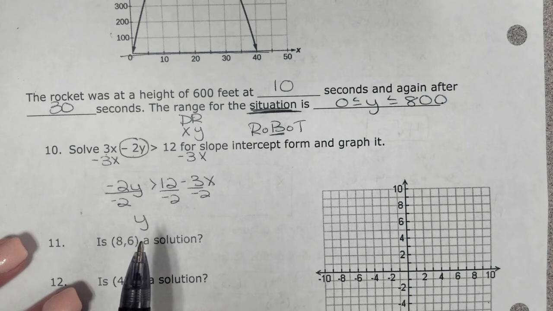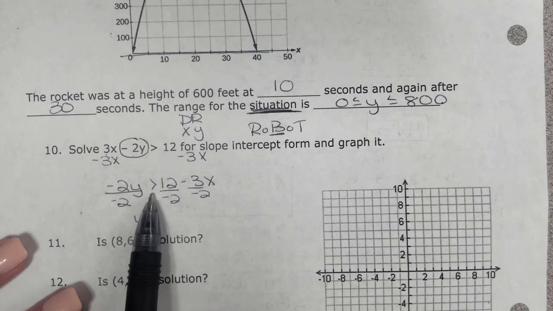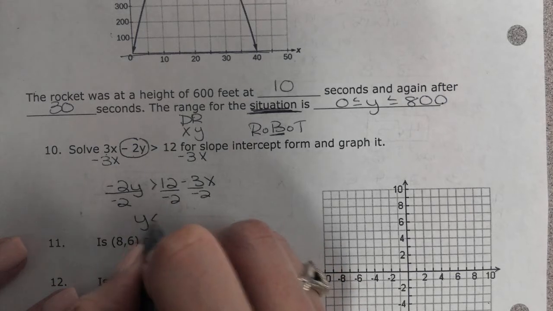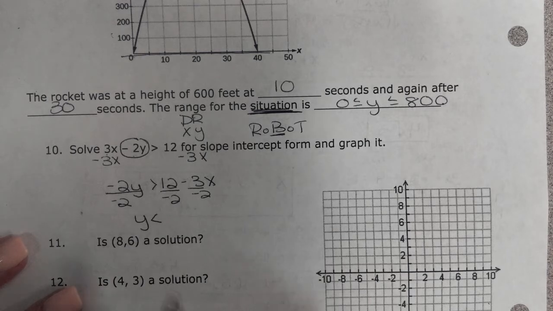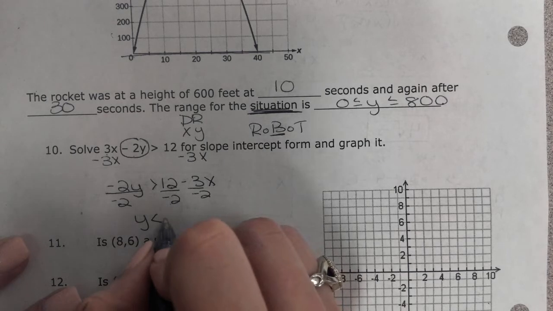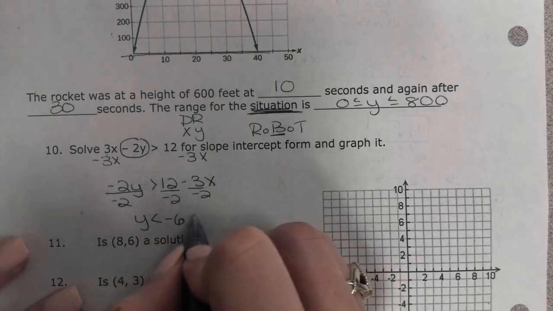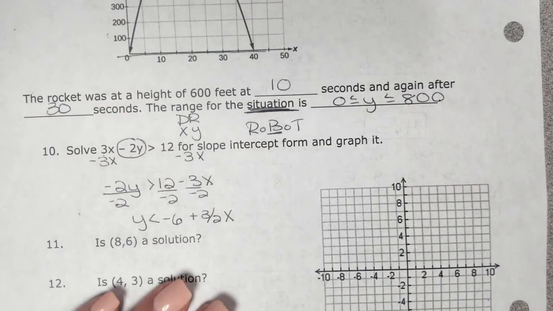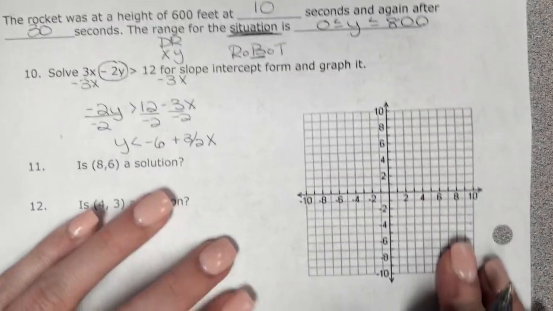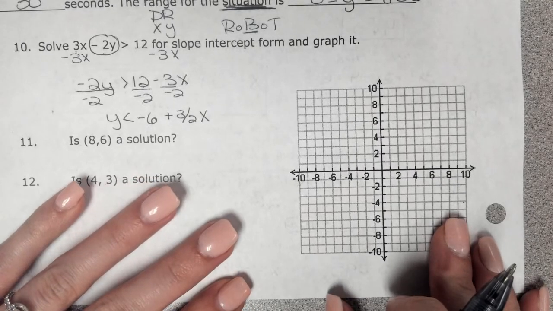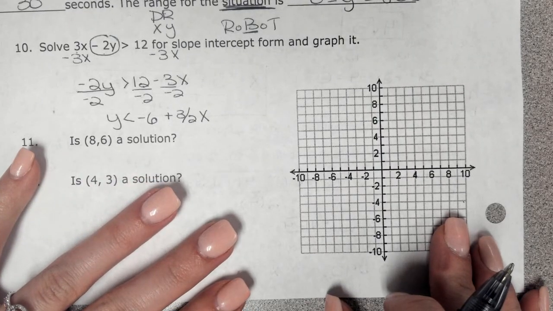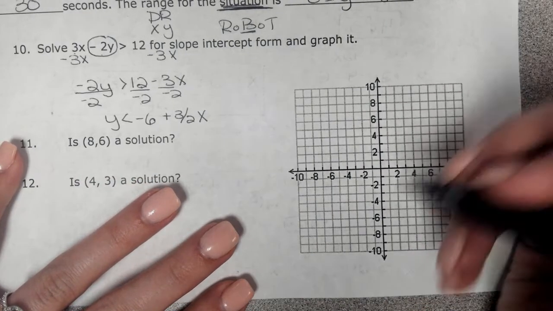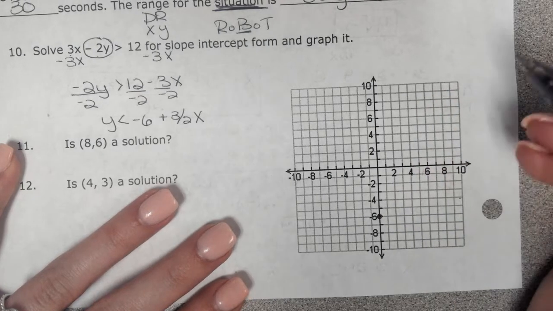Yes, I'm dividing by a negative, which means I have to turn it around. Make it a less than instead of that greater than. 12 divided by negative 2 is a negative 6. Negative and a negative is a positive 3/2 x. So to graph this is worth 4 points on your test. You start at the y-intercept. What's my y-intercept? Negative 6.